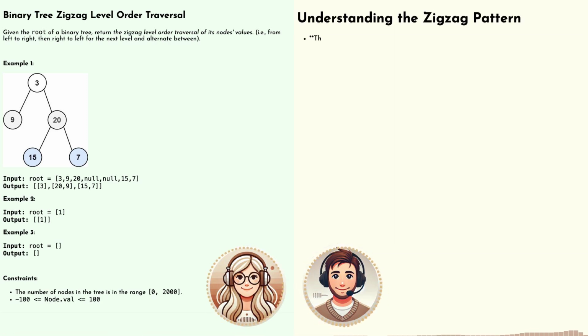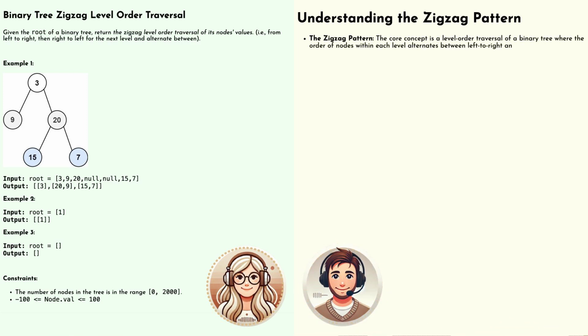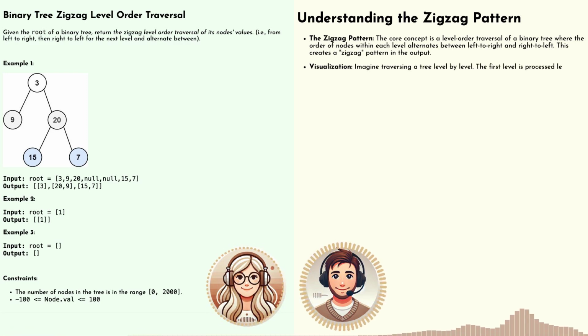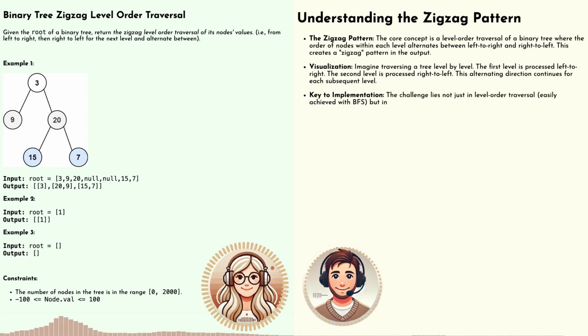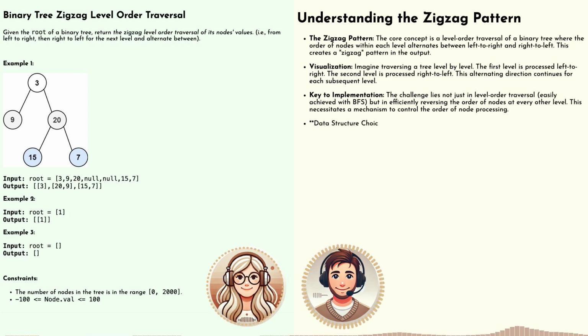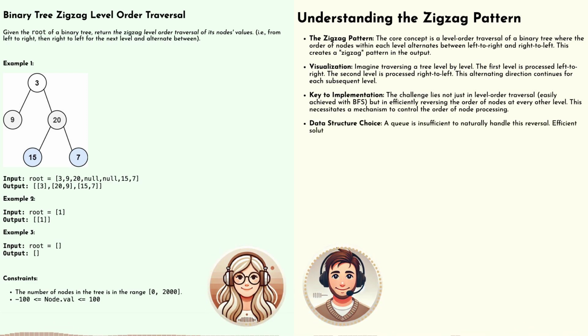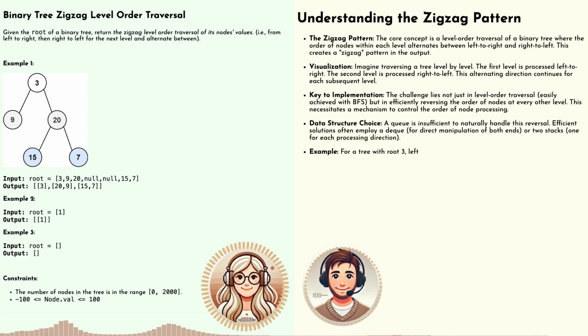Imagine you have a binary tree, a classic data structure with nodes connected in a hierarchical way. Our goal is to visit every single node in the tree, but not in the typical level-by-level order. Instead of going straight across each level from left to right, we need to traverse in a zigzag pattern. So we go left to right on the first level, then right to left on the second level, back to left to right on the third, and so on.